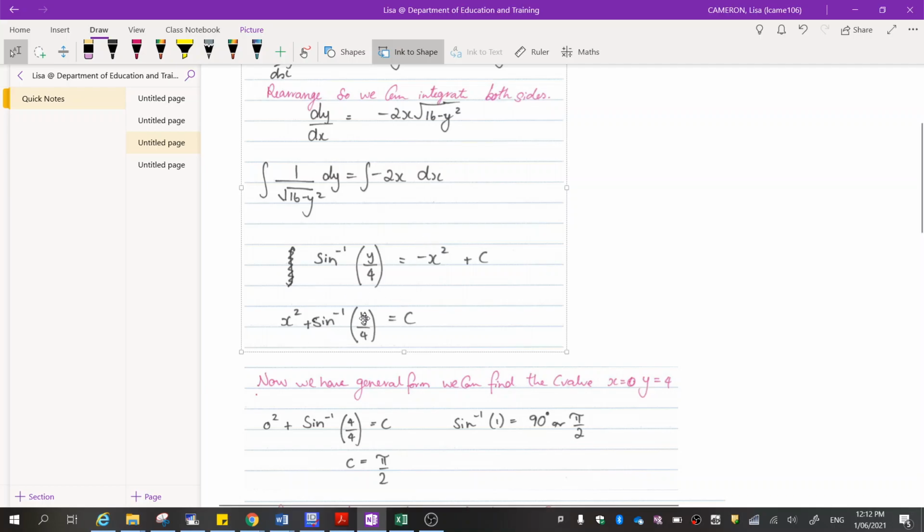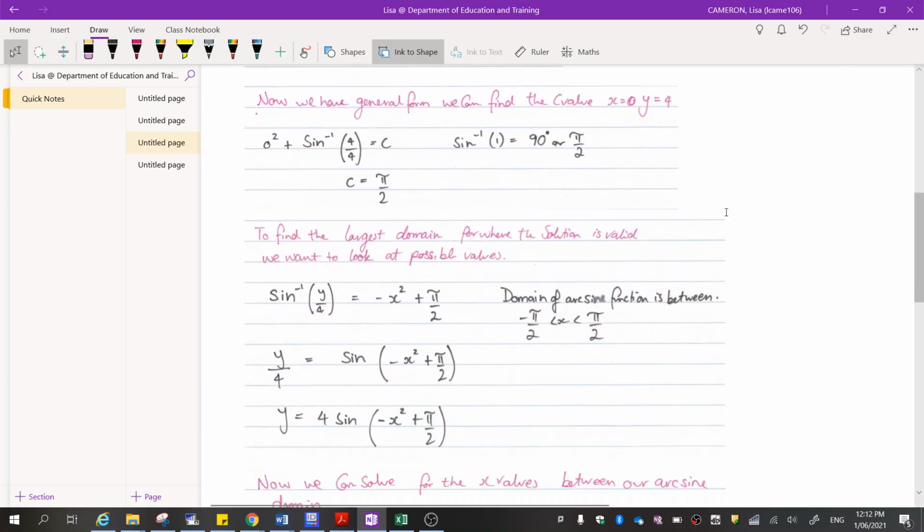And that gets me this function down below. Now I'm going to use the fact that they gave us, that when x is 0, y is 4, because I've got my general form, and I'm going to put that back in to determine what my constant is. Now, because I've chosen the sine function, I'm going to work out that c is equal to pi on 2, because arcsine of 1 is equal to 90 degrees or pi on 2.